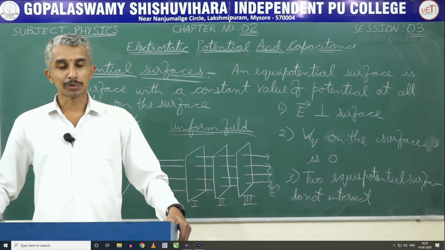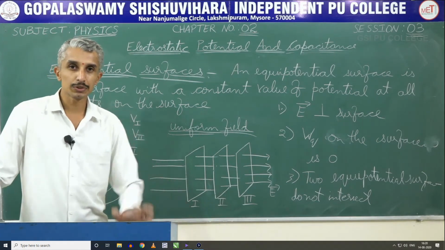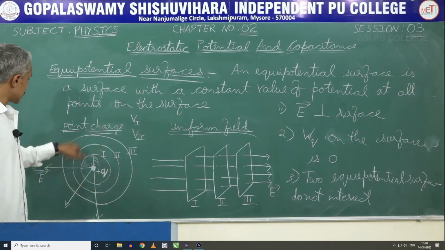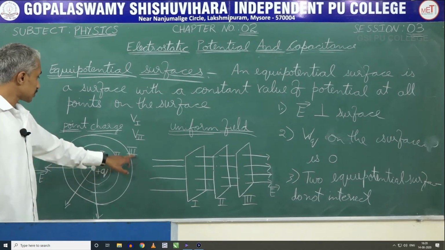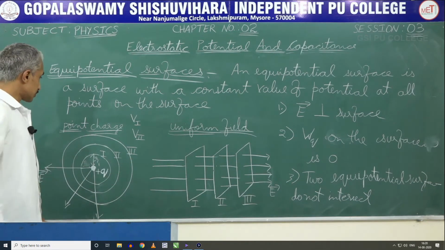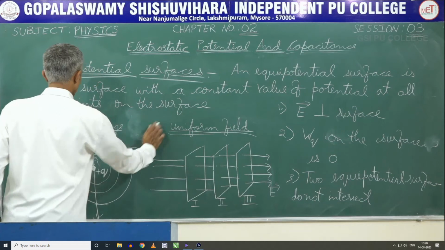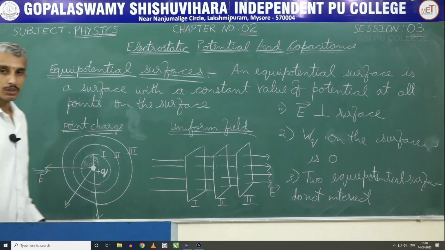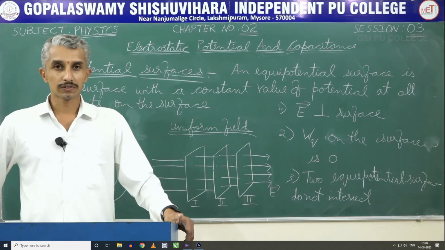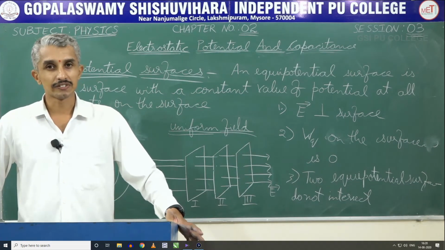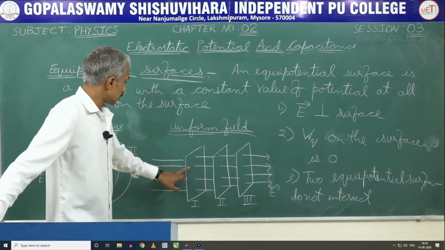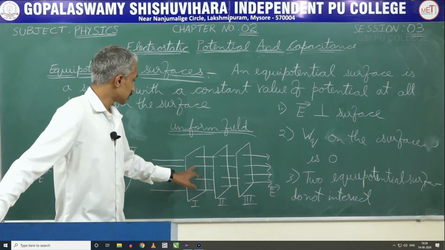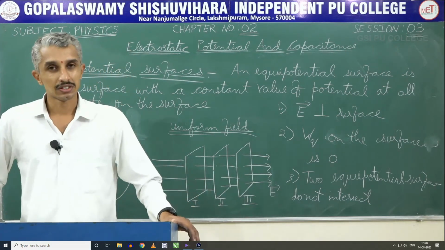If they ask you to draw equipotential surface in case of a point charge, what will you do? Draw a point charge at some point, draw concentric spheres. Every sphere represents one equipotential surface. This line represents the electric field. If they ask you to draw equipotential surface for a uniform electric field, then you will draw parallel squares and represent the field which are normal to the squares.